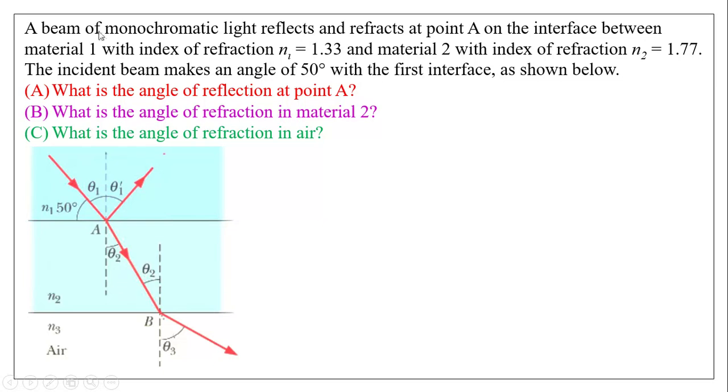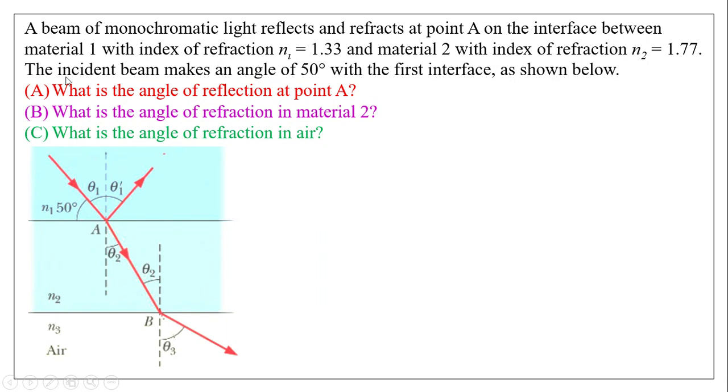Alright, so in this video we have a beam of monochromatic light that is reflected and refracted at point A. The index of refraction in medium 1, which is where I'm circling back and forth, has a value of 1.33, and material 2 has an index of refraction of 1.77. So here's N2 in the middle, and that is 1.77, and then it's going to exit through air, with N3 being 1, since the index of refraction of air is accepted to be 1.